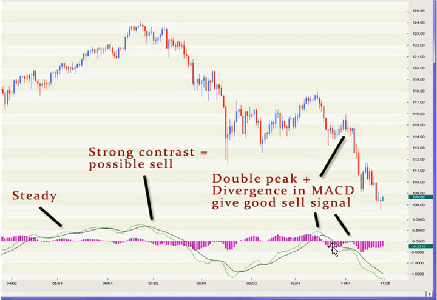You really have all things in play to give you a good sell signal on this one before the major drop. Now, some further tips for using the MACD. The most common crossovers you're going to see are the bullish ones.